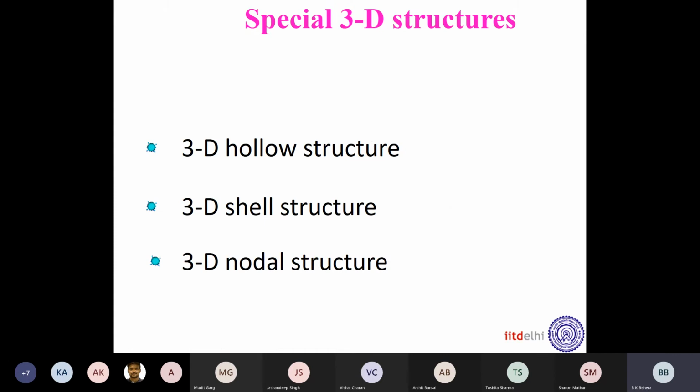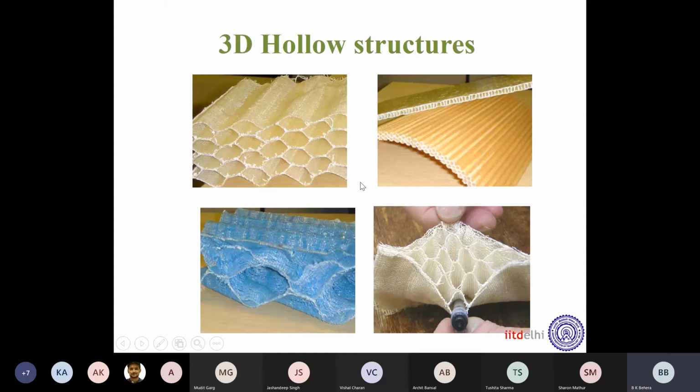So this is about 3 structures, that is orthogonal, warp interlock and angle interlock fabric. In 3D, we will come across other structures like hollow structures, cell structures, nodal structures. I'll just show you the diagram and we will discuss in subsequent classes all these in detail.